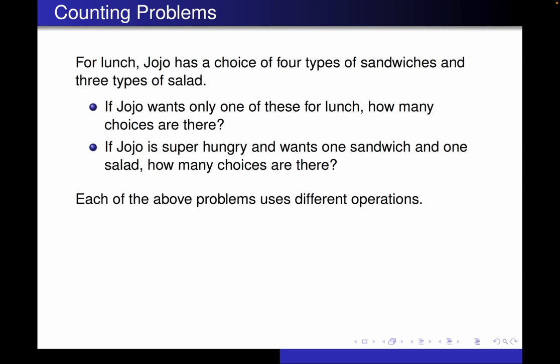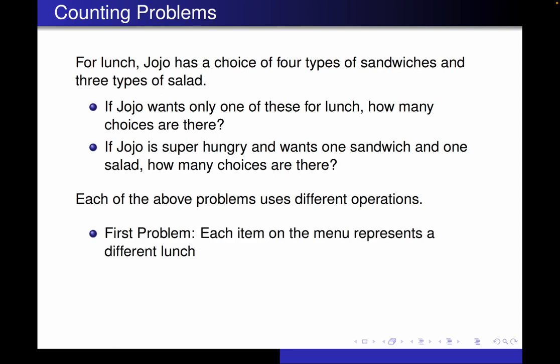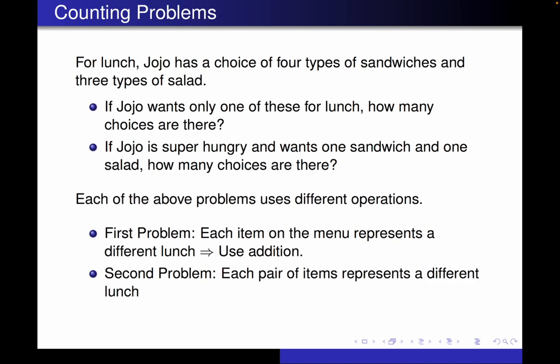So each of the above problems uses different operations in order to find the solution. For the first problem, each item on the menu represents a different lunch. So that way we use addition to figure out how many total. But the second problem figures out how many pairs of items, because each pair of items represents a different lunch. And in that case, we're going to use multiplication.